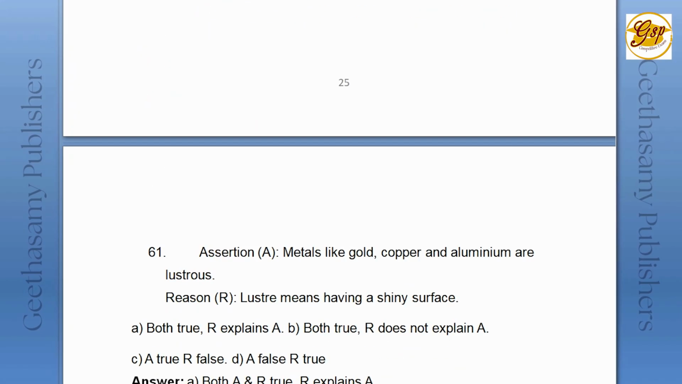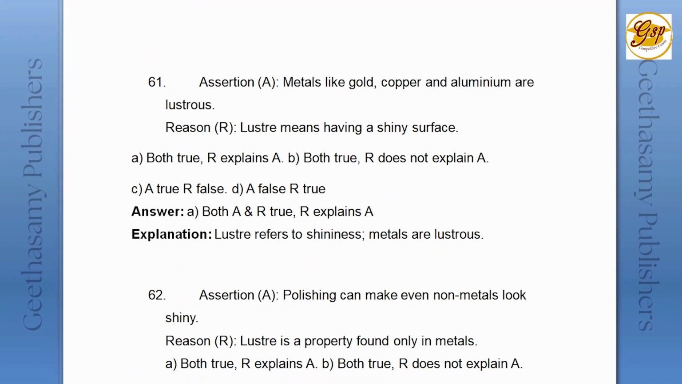Then 61st question, assertion and reasoning. Assertion: Metals like gold, copper, and aluminum are lustrous. Reason: Luster means having a shiny surface. Both are true and R explains A. Both are true and R does not explain A. A is true, R is false. A is false, R is true. The correct answer is both A and R are true and R explains A. So luster means shininess, and metals are lustrous.